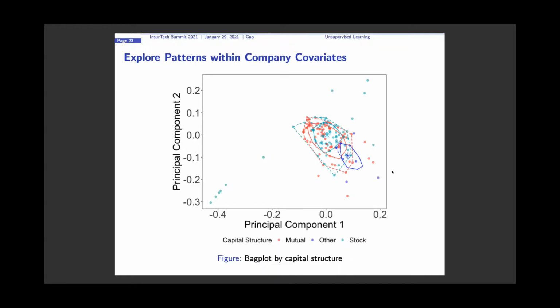And here, comparing the mutual and the stock companies and the others. For the others, we don't have many observations here, but comparing mutual and stock, they're actually sitting pretty close to each other. So we don't observe much difference in loss development patterns between the mutual and the stock companies here.